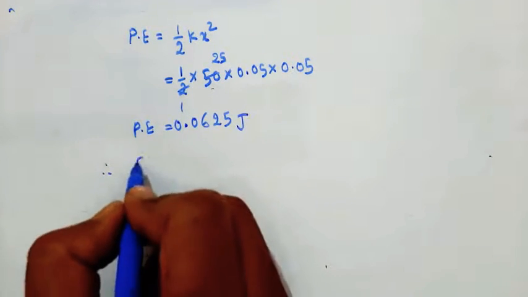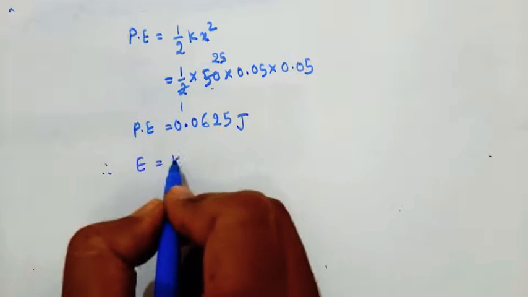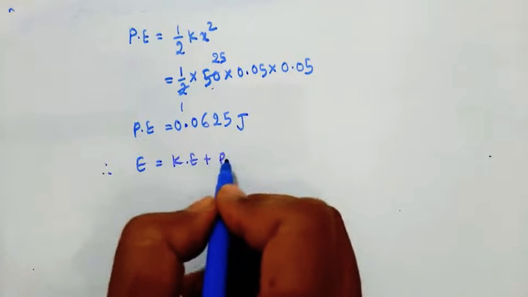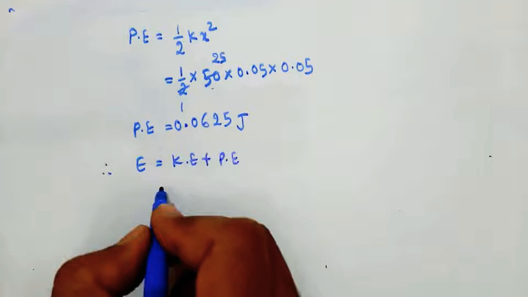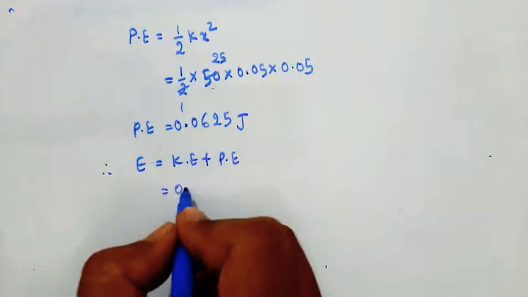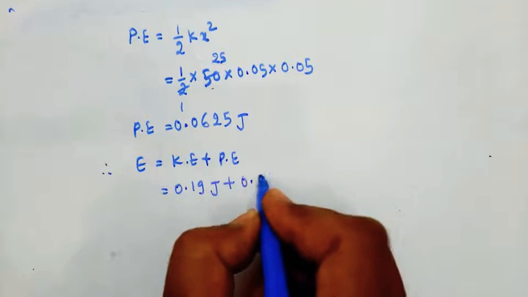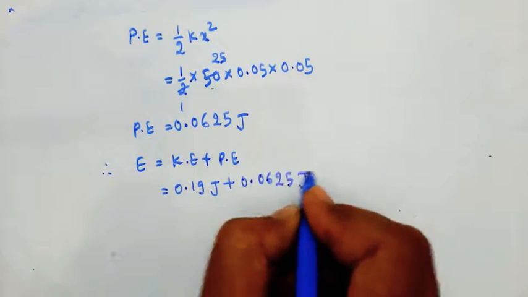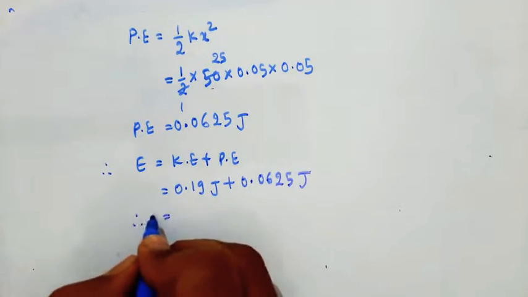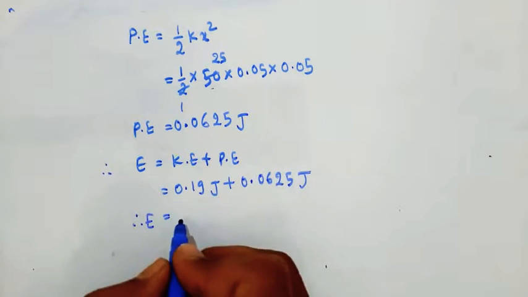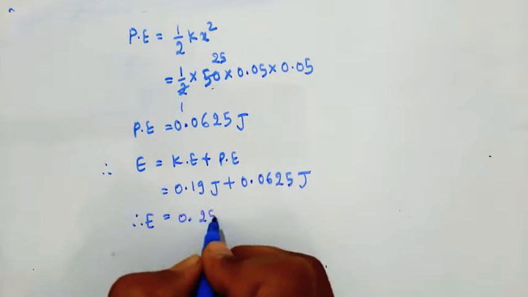So the total energy is equal to kinetic energy plus potential energy. The kinetic energy is 0.19 joule plus the potential energy 0.0625 joule. So your total energy is 0.25 joules.